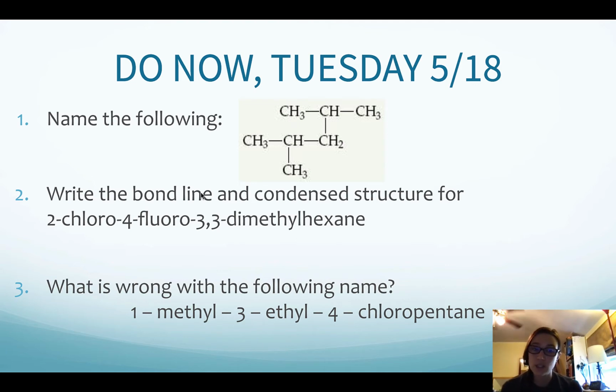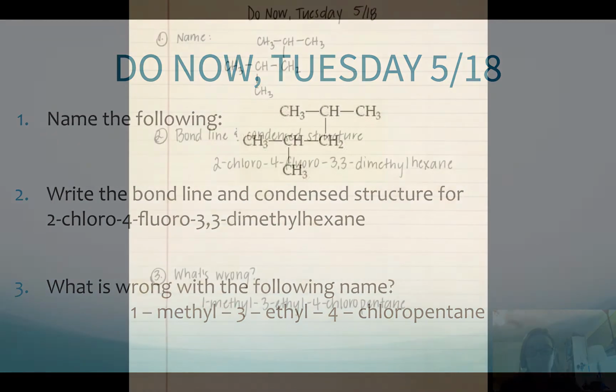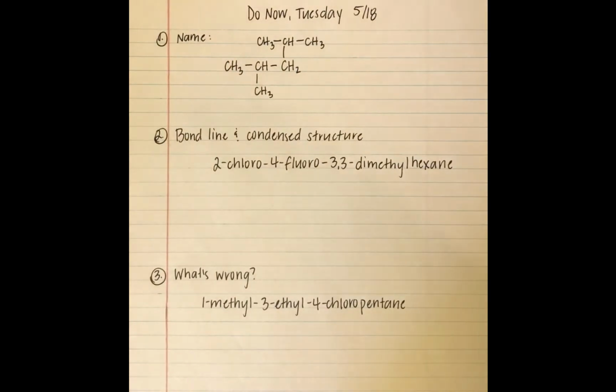So you're going to practice doing both for 2-chloro, 4-fluoro, 3,3-dimethylhexane. And then number 3, I want you to take a look at that name and figure out what is wrong with the name. So based on what you're given with that name, what is wrong with it? So pause the video, answer those 3 questions, and then hit play to go over the correct answers. So let's go ahead and take a look at today's Do Now.